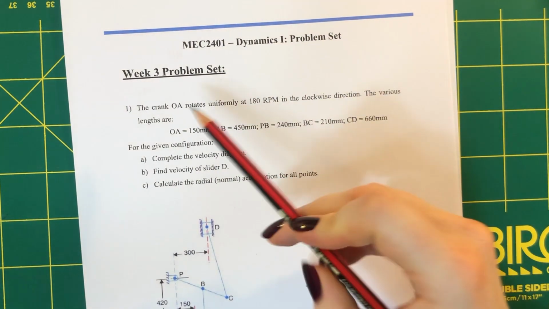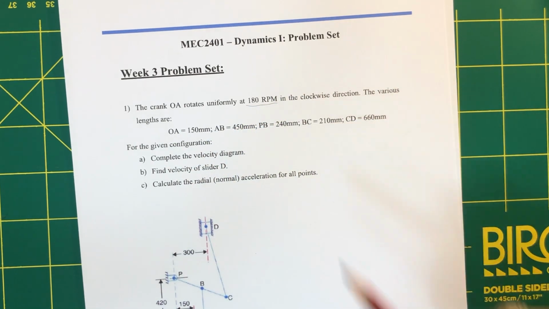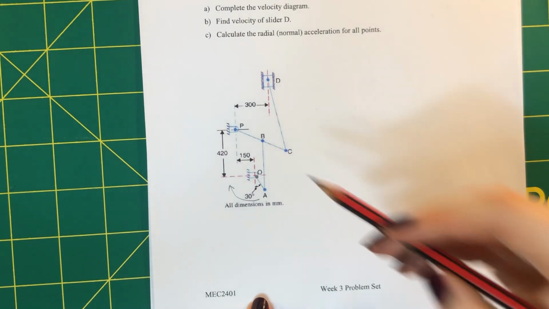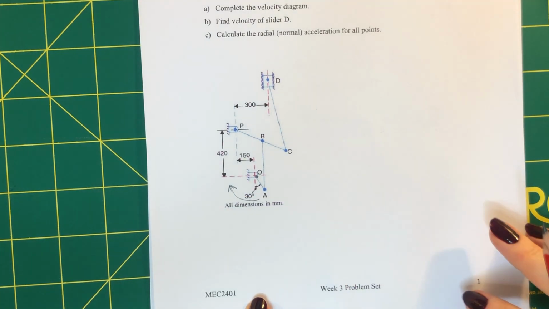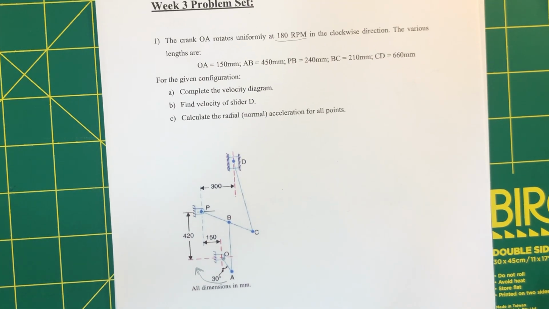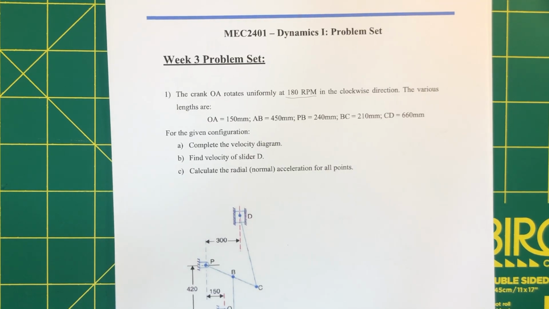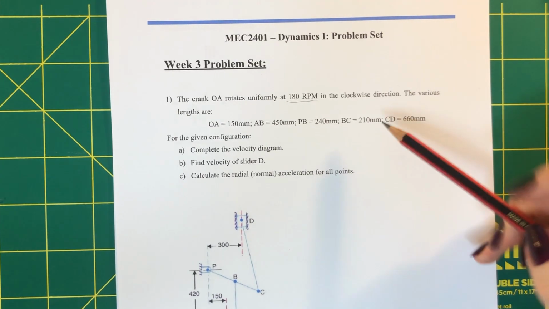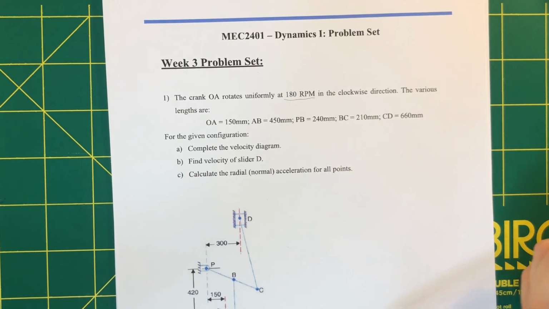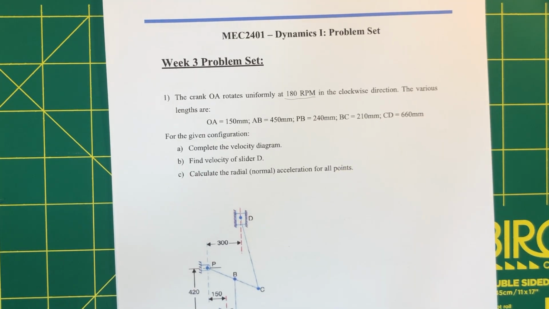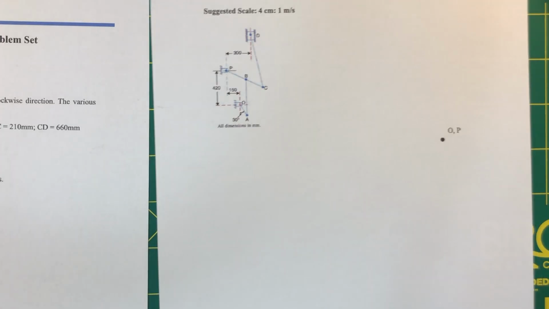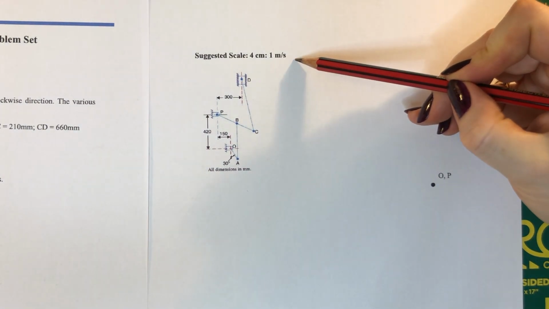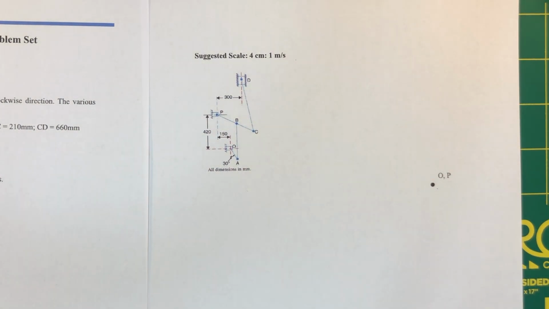So let's start by reading the question. Crank OA rotates uniformly at 180 RPM in the clockwise direction. If we look at the mechanism here, you have fixed point O, and A is moving in this direction at 180 RPM. That's the only information you have for this diagram. We're also given the lengths of all the links in the mechanism in millimeters. We need to construct the velocity diagram and find the velocity of point D. We also have a suggested scale and the starting point given to you.